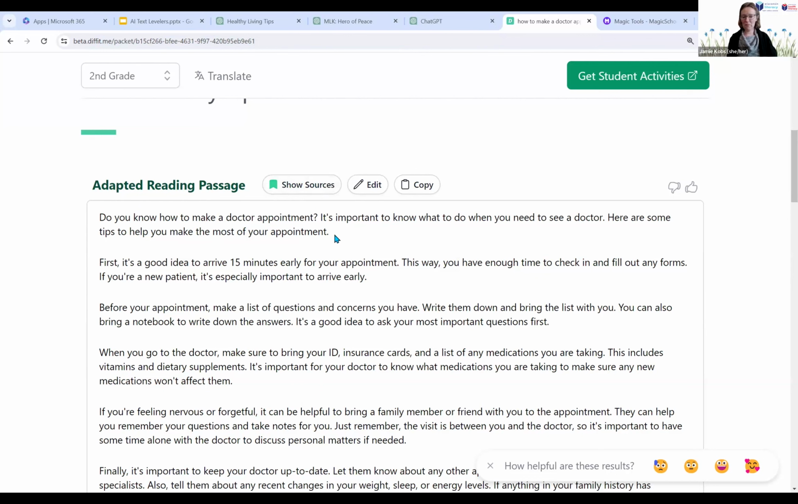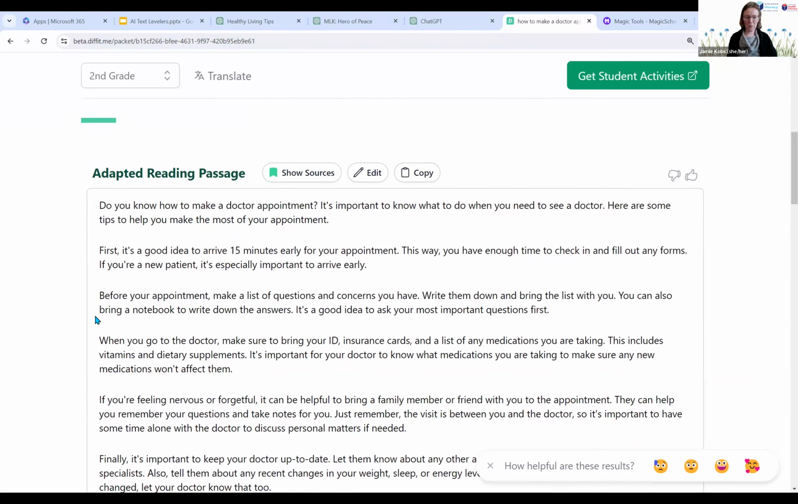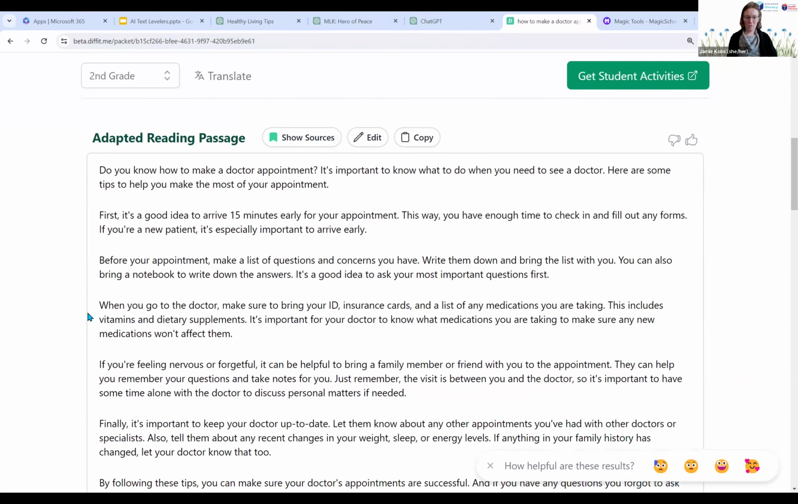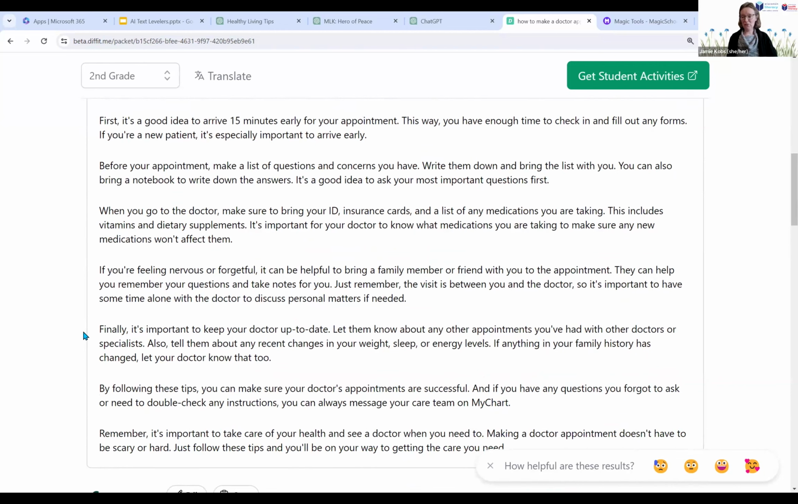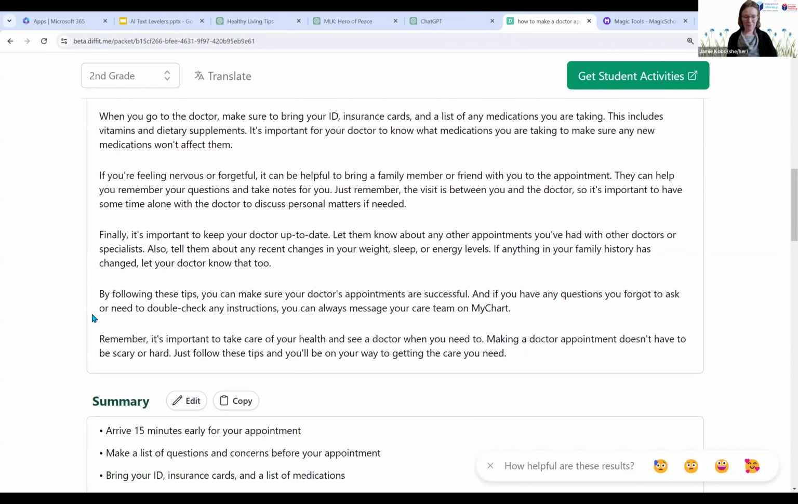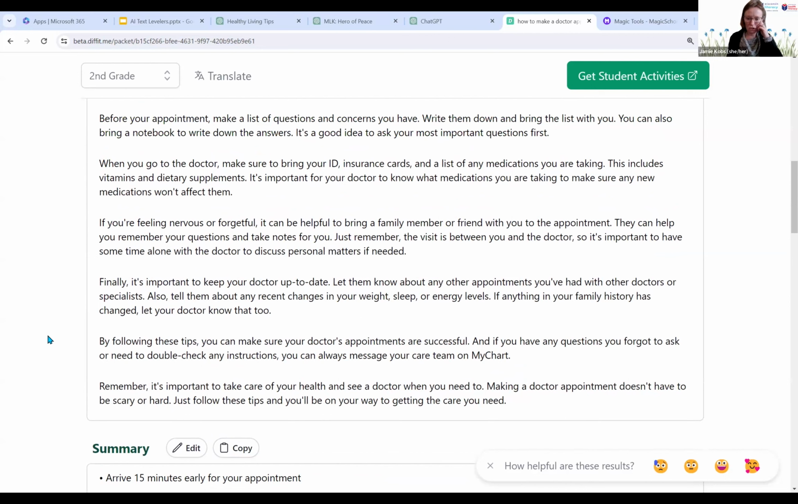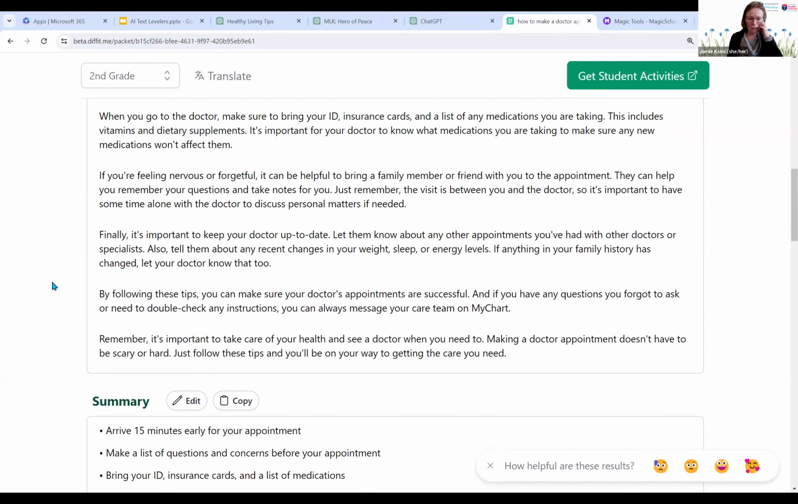So, do you know how to make a doctor appointment? It's important to know what to do. I will not read this whole text to you, but just so you get a sense of the tone. We have a first, before you book. Again, I think this seems quite difficult for 2nd graders. I do like that it specifically mentions things like online health portals like MyChart. And I'm not seeing anything that makes it seem like it's for children and not for adults at first glance. So I like that about it as well.